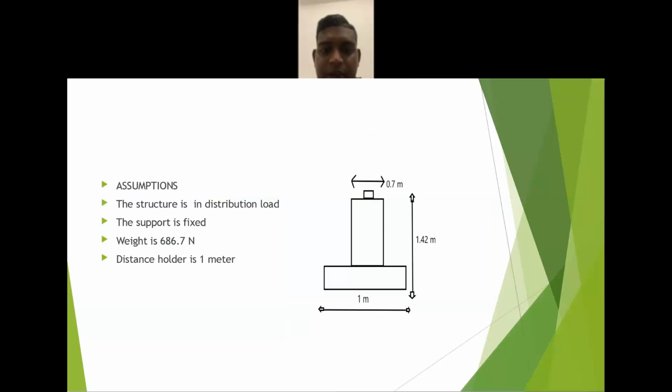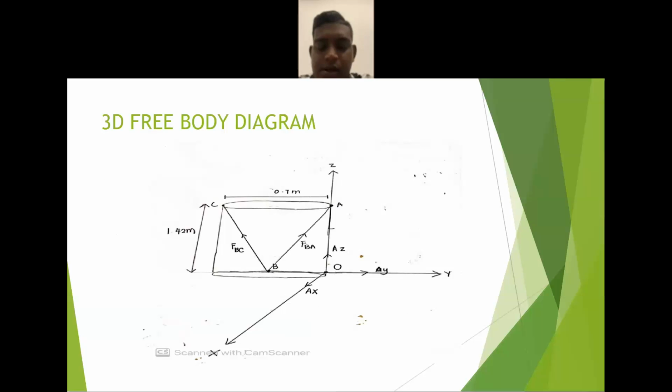From this diagram, we can know the assumptions. The structure is under a distributed load. The support is also fixed. The weight is around 686.7 Newton. The distance is about 1 meter. This is the 3D free body diagram of the cooling tower.